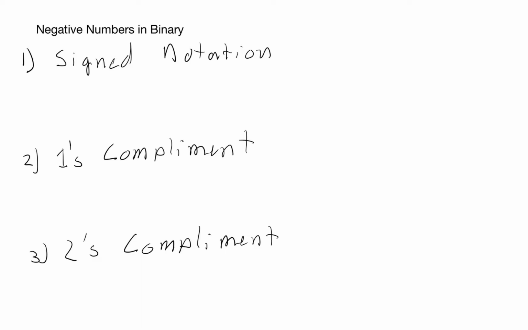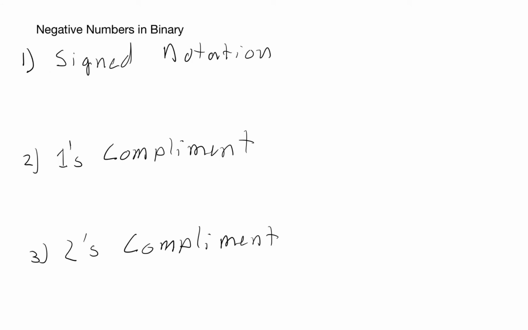So if we're going to start subtracting numbers, we need a way to represent negative numbers inside of our computer, which only uses ons and offs, or zeros and ones. There are three ways that scientists have come up with to represent signed numbers: sign notation, ones complement, and twos complement. By the way, twos complement is what we're going to use in this class, and what most computers use today. But just a little bit of history on how we got there.